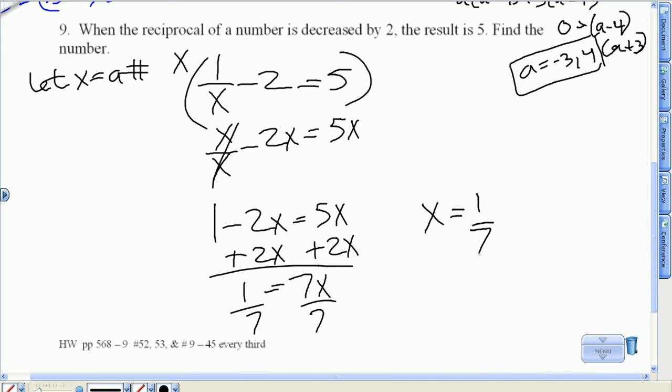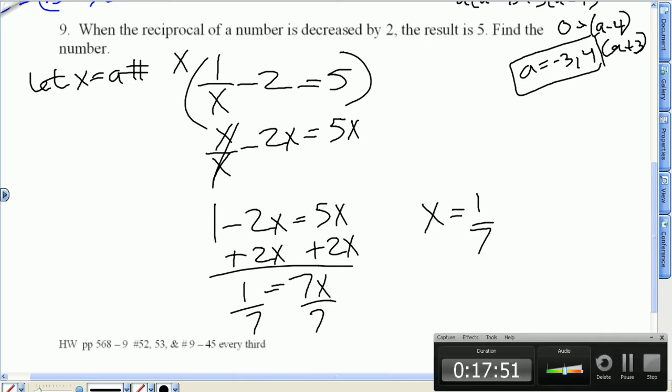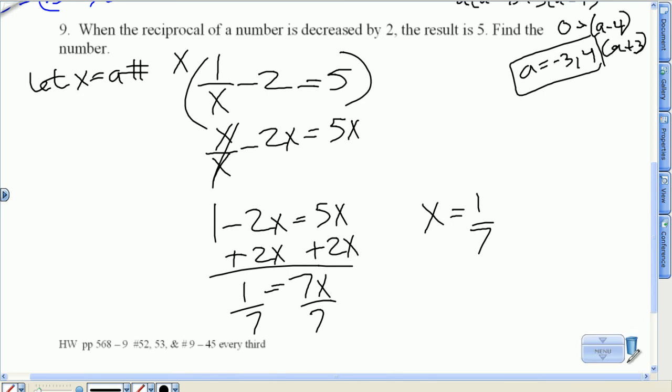So that's a crazy looking answer. I'll pause a second and take a look at it. Okay, so now I have this down. I don't see a mistake, so here's the deal. If I take the reciprocal of 1/7, what do I get? Yeah, I get 7. And if I decrease that by 2, I get 5. So it's done correctly. It's fine.